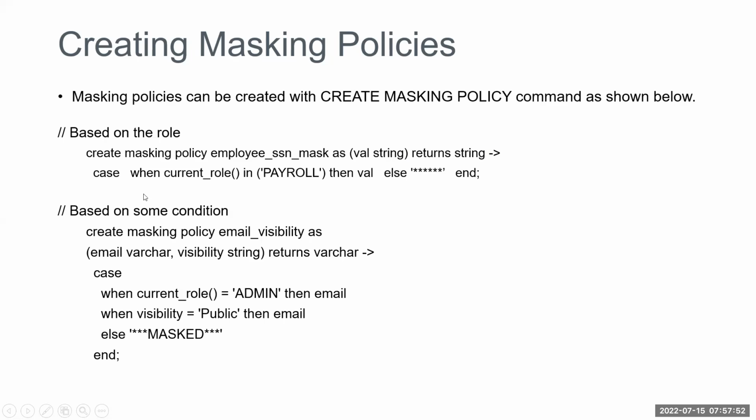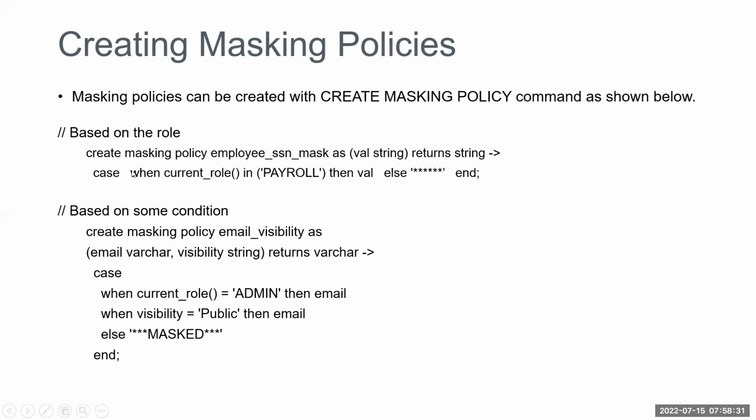This is important. So this is the syntax: create masking policy, policy name as the input parameters, and returns the output data type, and then we have to put this symbol, the rightwards arrow symbol. This is the definition of the masking policy. Whenever they ask how you can define the body or definition of the masking policy, you have to say, by using a case condition I can create the masking policy.